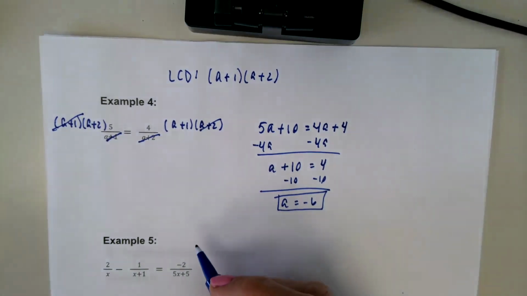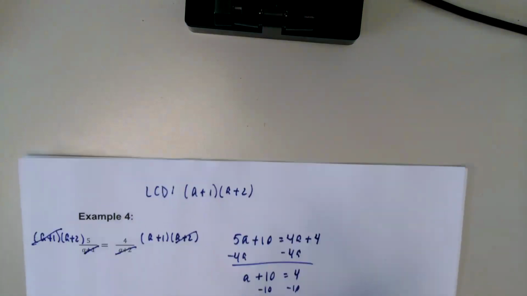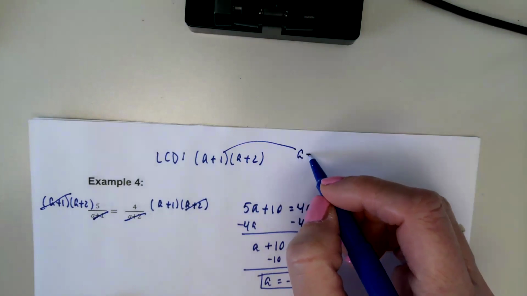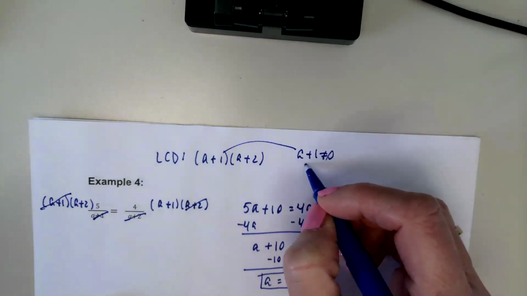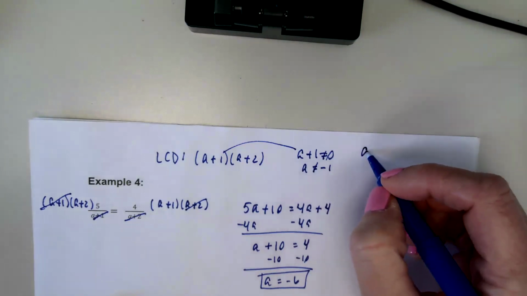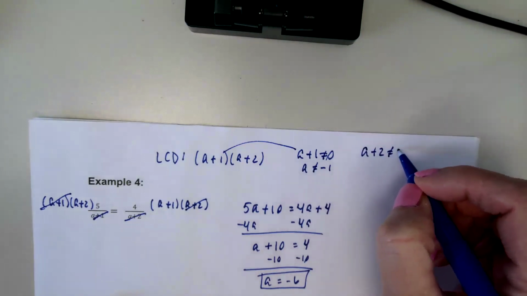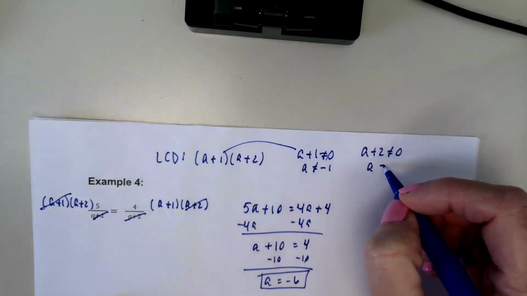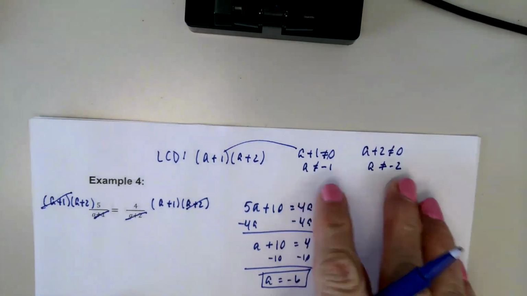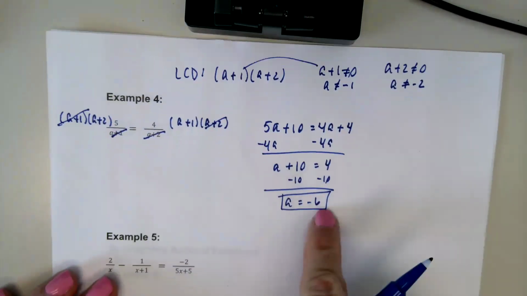Okay. And we could also write it as restriction. So up here on example 4, we could have said that a plus 1 cannot equal 0. So that means if you solve, a cannot equal negative 1, and a plus 2 cannot equal 0. So that means that a cannot equal a negative 2. So if you arrive at either of these as an answer, a solution, you know it cannot work.